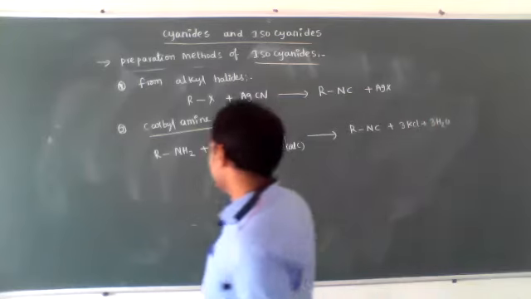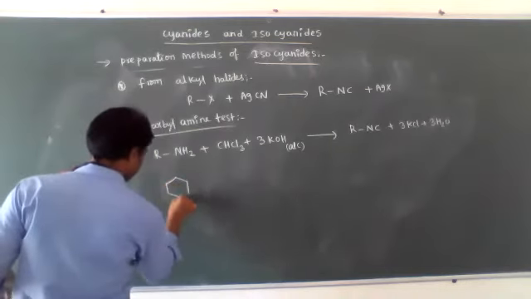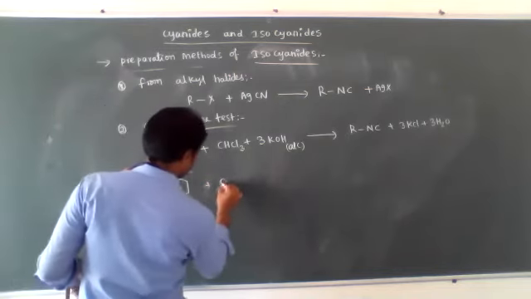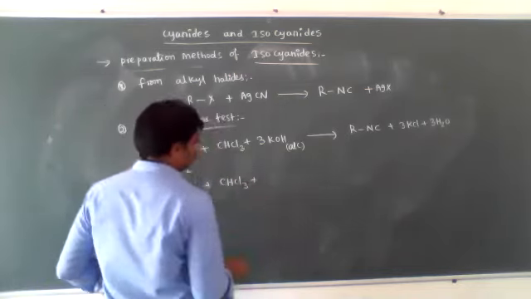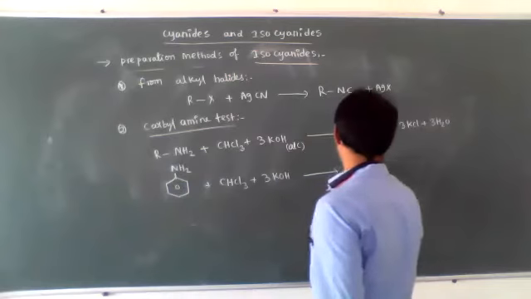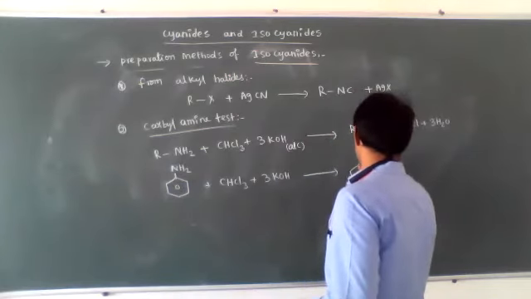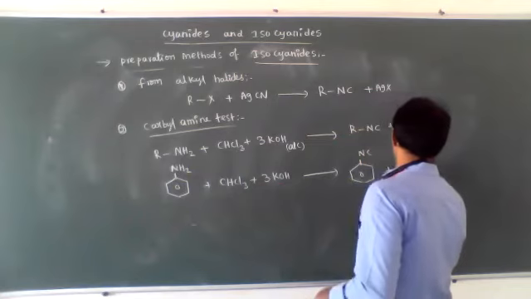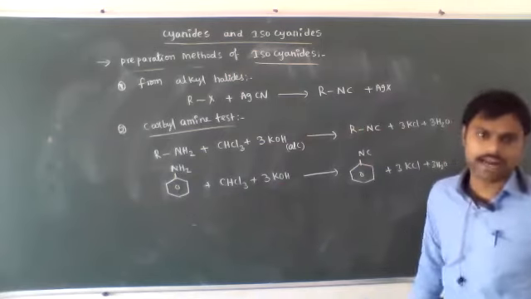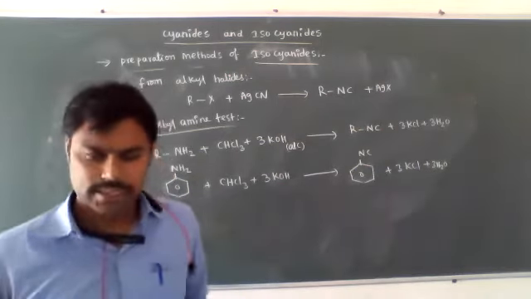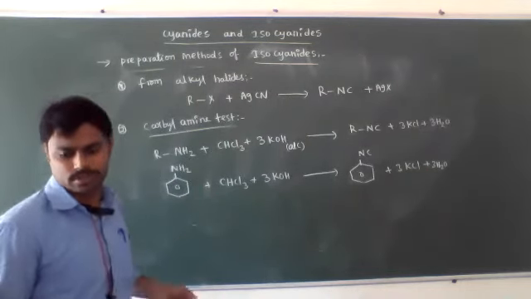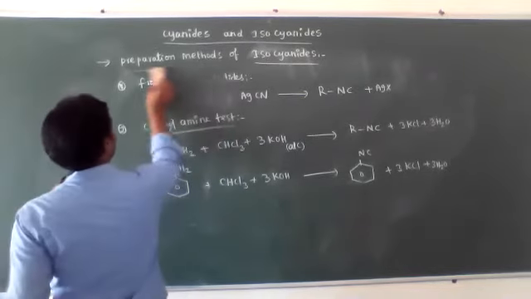In aniline you have to use chloroform plus 3 KOH. Then we get phenyl isocyanide plus 3KCl plus 3H2O. So the carbylamine test we also discussed earlier. That's why cyanides and isocyanides are not given separately as a concept in your textbook. Okay, then one more method.